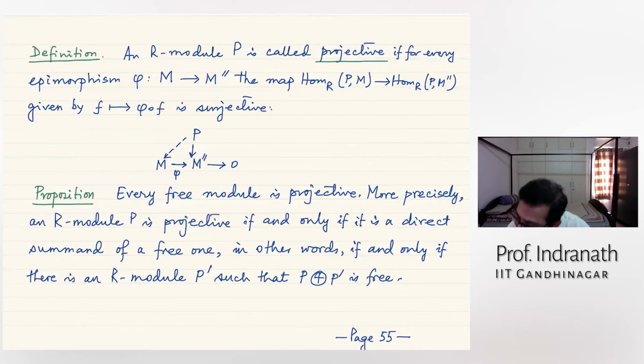Fine. So that means M0, M1, M2, M3, and so on. Exact complex. That last map is onto. Okay. So these are two projective resolutions. And suppose you have an R module homomorphism from M to N, call it phi. So this is the diagram to look at.